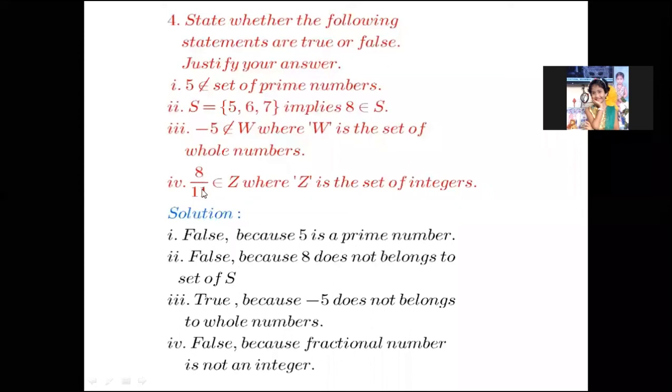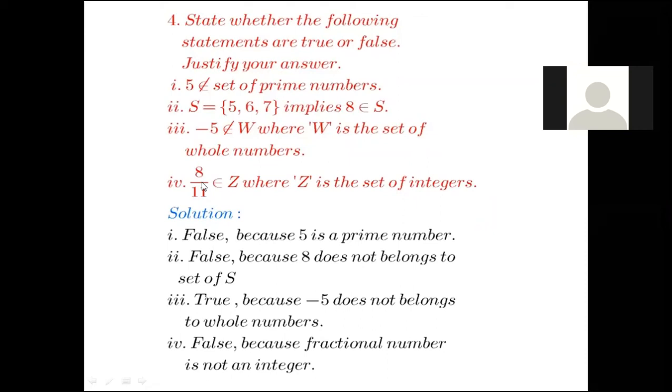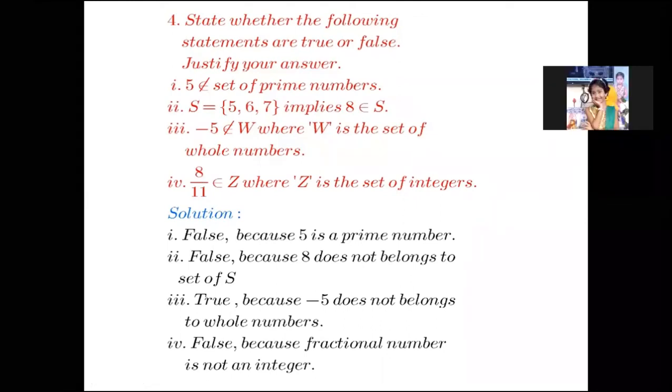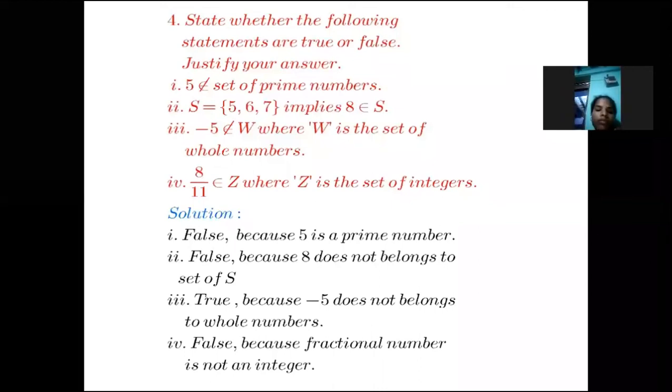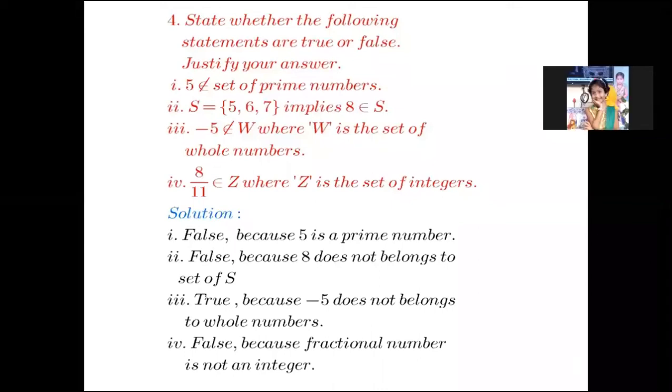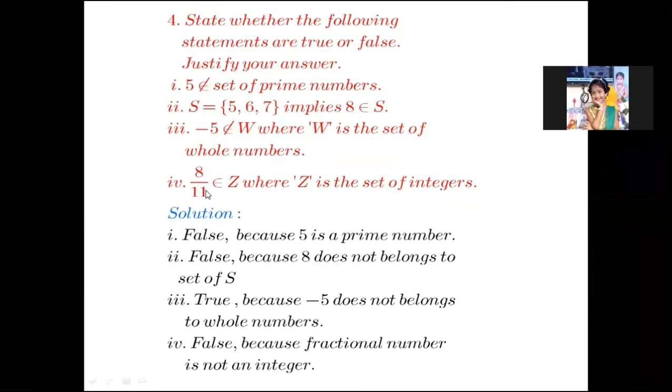Next, 8 by 11. 8 by 11 is what type of number? Fractional number. Fractional numbers are also called rational numbers. 8 by 11 is a fractional number. So fractional numbers are called rational numbers.